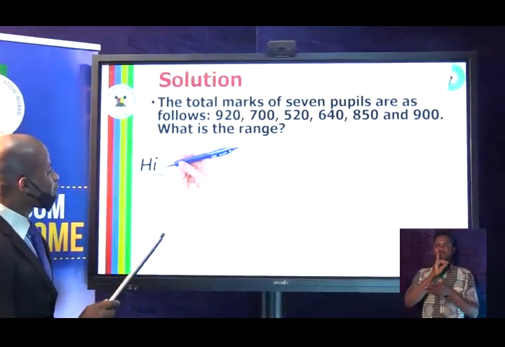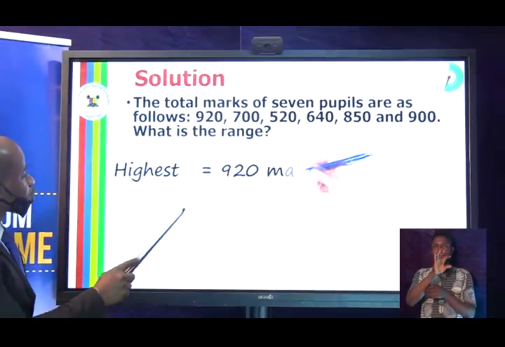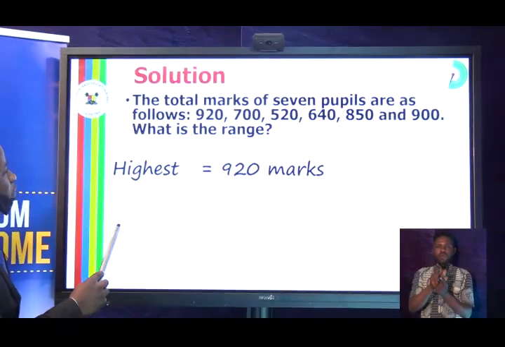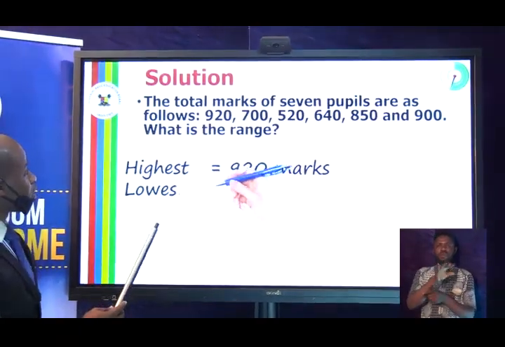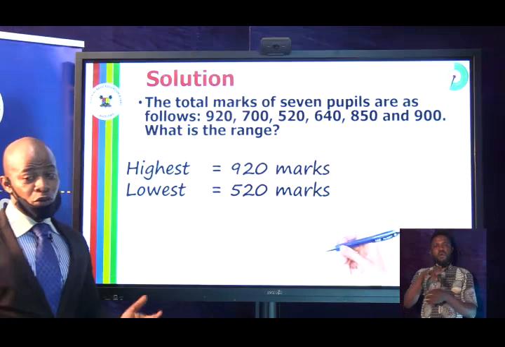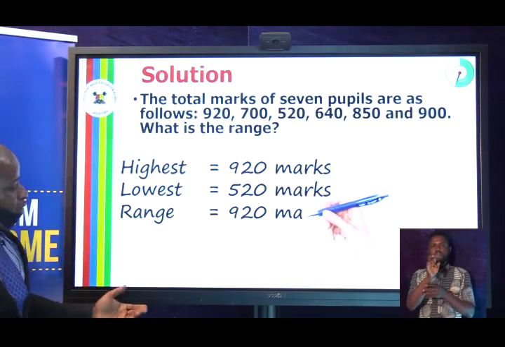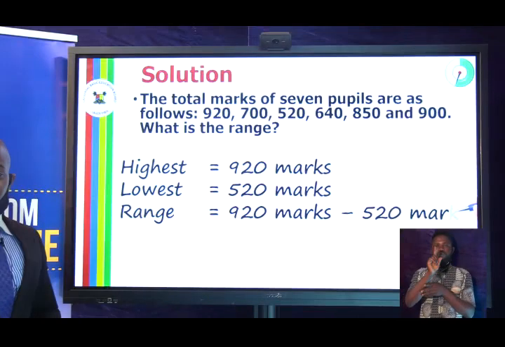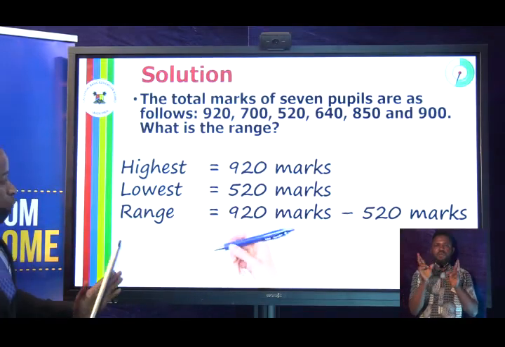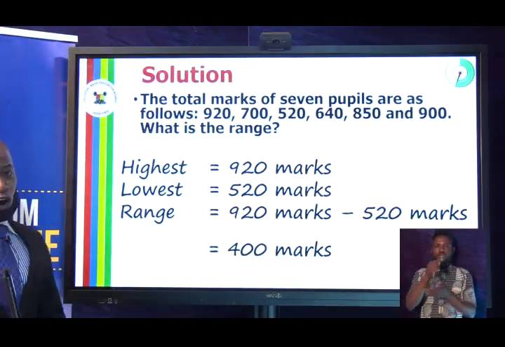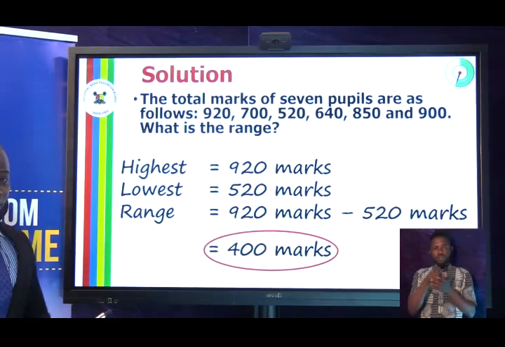The highest mark that I can see here is about 920 marks, and the lowest mark that I can see here is 520 marks. So to find the range is just to subtract them. Range is 920 marks minus 520 marks. And finally, the range should be 400 marks. I believe you got this.